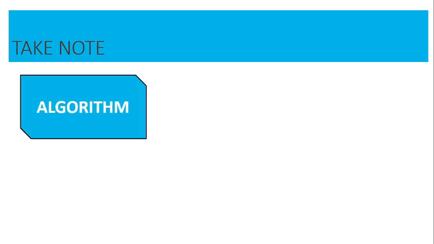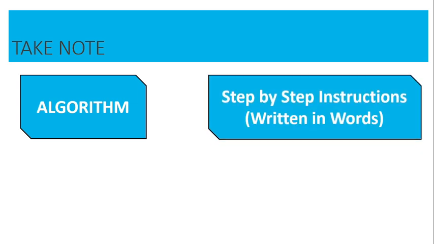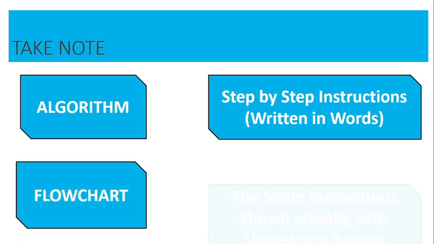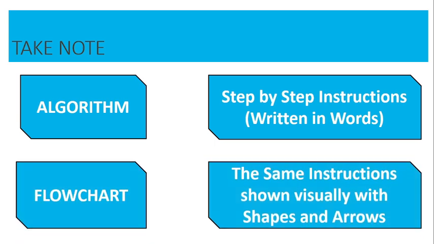Algorithm is step by step instructions, and these step by step instructions are written in words. But under flowchart, the same instructions are represented using shapes and arrows. So under flowchart, the same instructions are shown visually with shapes and arrows.